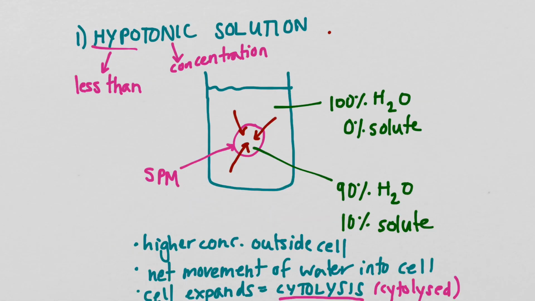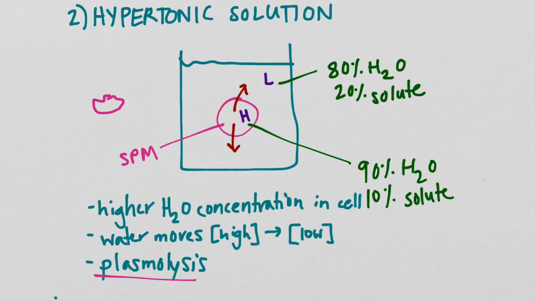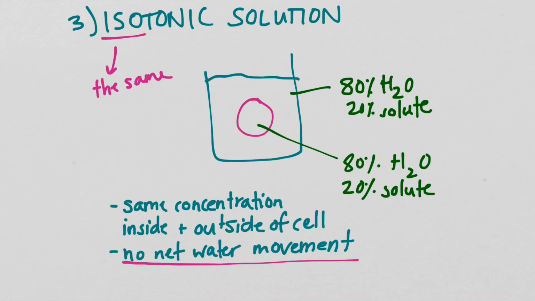So we've talked about hypotonic solutions where the concentration is going to be higher outside and lower inside, so we have the water flowing in. We have hypertonic solutions where we have a higher concentration inside the cell and lower out, so the water flows out. And then we have isotonic solutions where there's no movement because the concentration is the same inside the cell and in its surrounding solution. That's it.